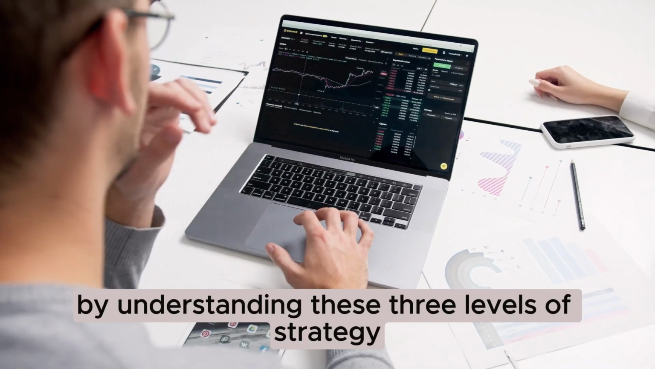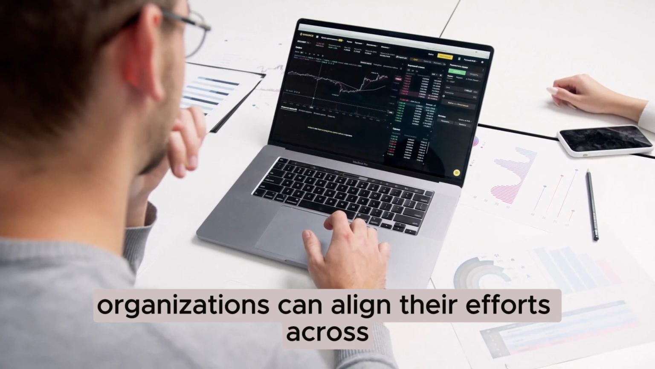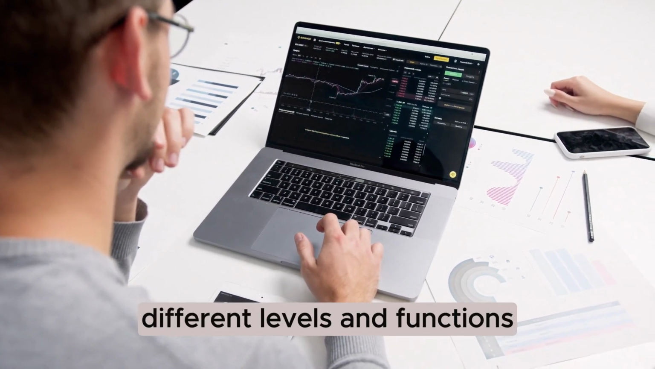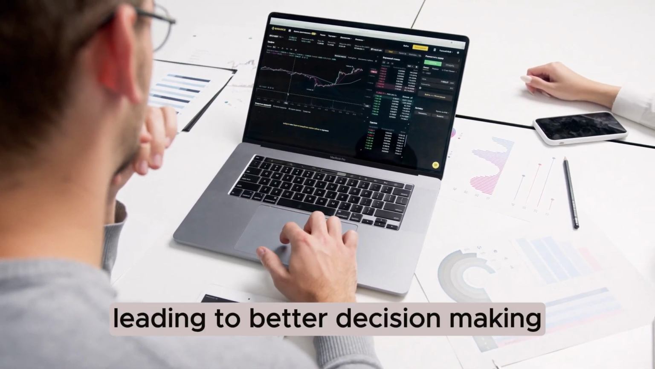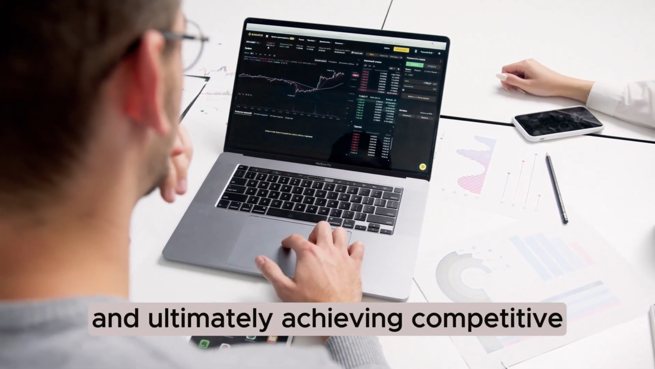By understanding these 3 levels of strategy, organizations can align their efforts across different levels and functions, leading to better decision-making, resource allocation, and ultimately achieving competitive advantage in the market.